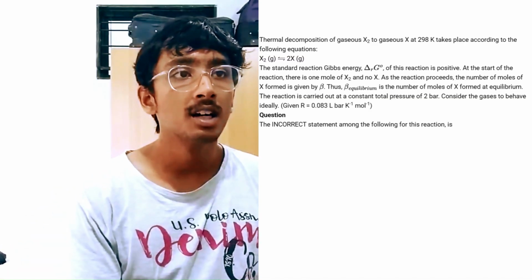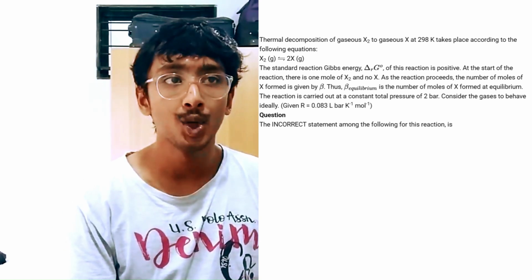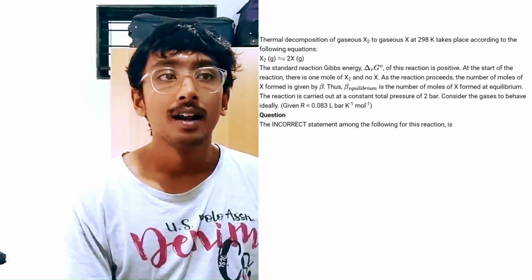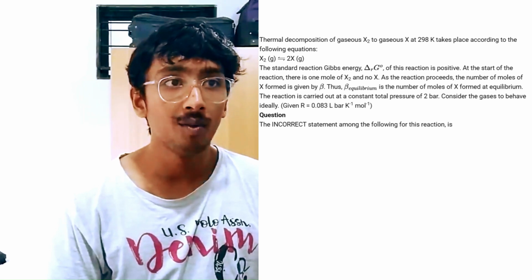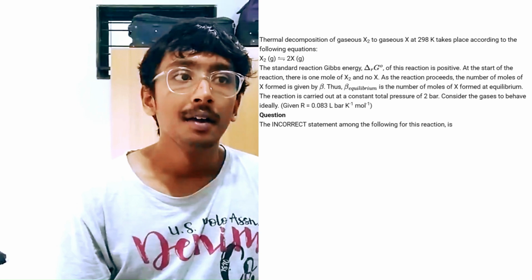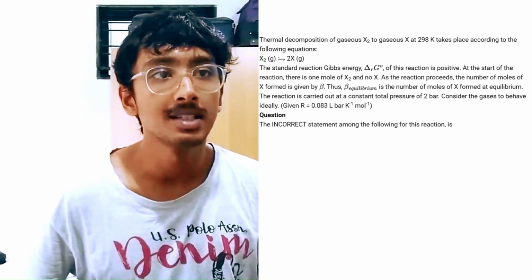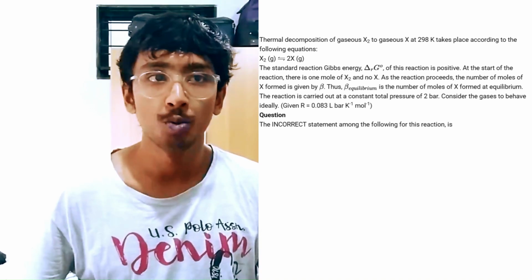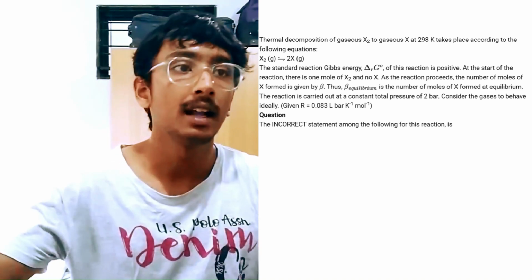So this question states the thermal decomposition of gaseous X2 to gaseous X at 298 Kelvin is given by this equation. Your standard Gibbs free energy is positive. At the start there's only 1 mole of X2 and no X present. The number of moles of X that is formed is given by beta. Beta equilibrium is the number of moles of X formed. The pressure is 2 bar. And we need to look at what are the incorrect statements given over here.